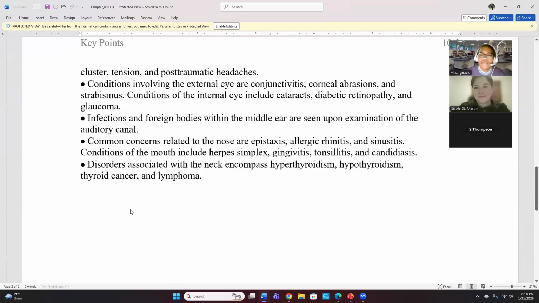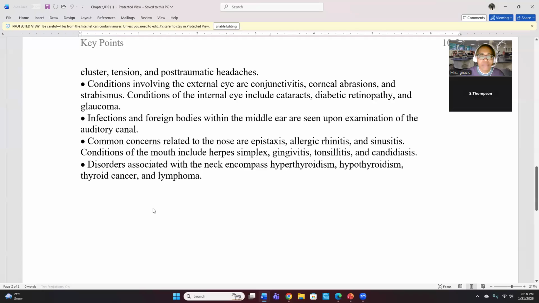We'll give her a chance to leave and come back, and then I will pull up the notes for the next chapter while we're waiting. So the external eye, we're looking for conjunctivitis. What would a patient say that would make you think that they have conjunctivitis? What would be some of the subjective information? Maybe itching, burning, irritation, drainage sometimes. Yes, absolutely. They will also possibly say, this morning when I woke up, my eyes were stuck shut, because of all of the crustiness.